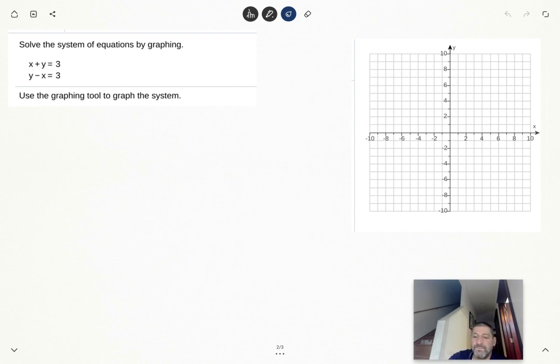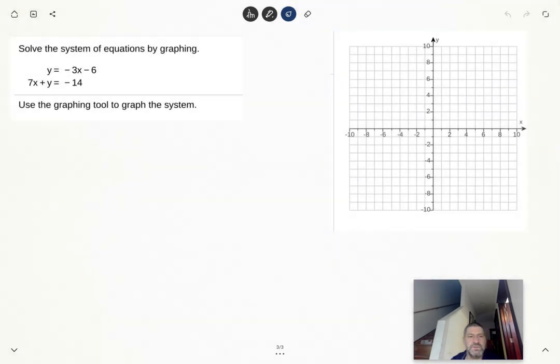Okay, I'm going to do one that's a little bit more difficult than this one. All right, so we notice our first equation is already in y-intercept form. Y equals negative 3x minus 6. I like to start with the y-intercept first. So here the y-intercept is negative 6, so I'm going to put my point there.